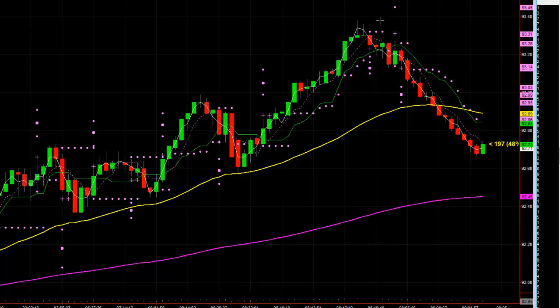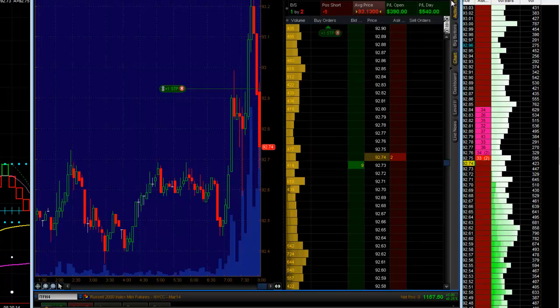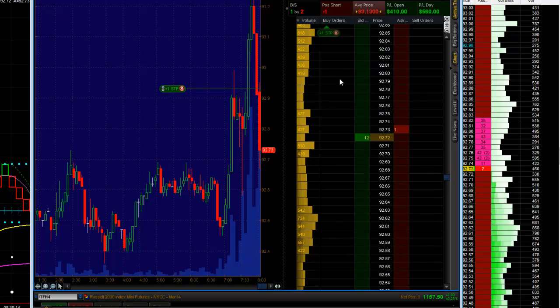Probably could have got short up here. Either one, they're both good trades. I have to move my stop now to 92.86, so let me do that really quick. And you can see here my Thinkorswim platform.